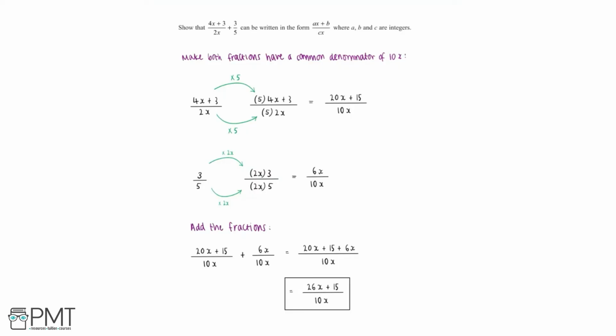And so we've shown that 4x plus 3 over 2x plus 3 over 5 is equal to 26x plus 15 over 10x. Now this question is worth 3 marks. You get the first mark for saying that 4x plus 3 over 2x is equivalent to 20x plus 15 over 10x, and that 3 over 5 is equivalent to 6x over 10x. We get the second mark for our process to add these fractions together. And we get the third and final mark for correctly adding these two fractions and for getting a final answer that 4x plus 3 over 2x plus 3 over 5 is equal to 26x plus 15 over 10x, allowing us to get the full 3 marks needed in this question.